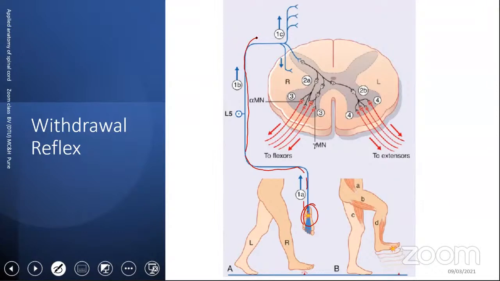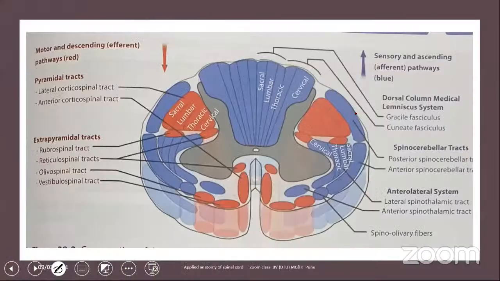there the interneurons take it to the ventral horn cells, and some of them are inhibitory, some of them are excitatory, and similarly the crossed thing also goes to the other side, which will affect the extensors. So the limb is flexed, the other limb extends to support the body weight. This is a withdrawal reflex. So the spinal cord gray matter is very, very important in mediating this.